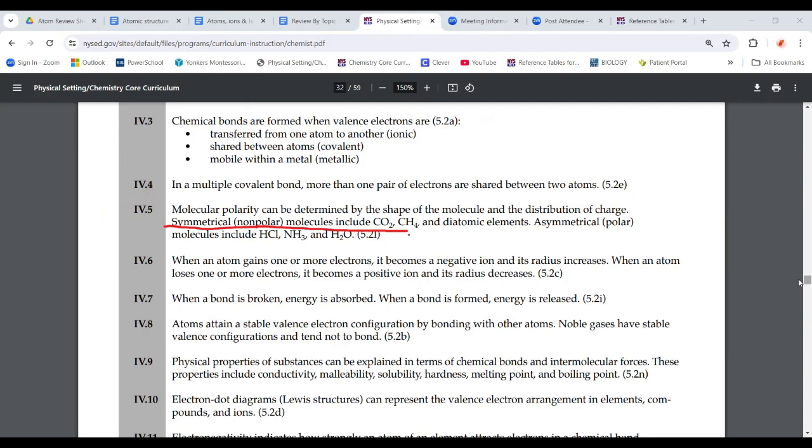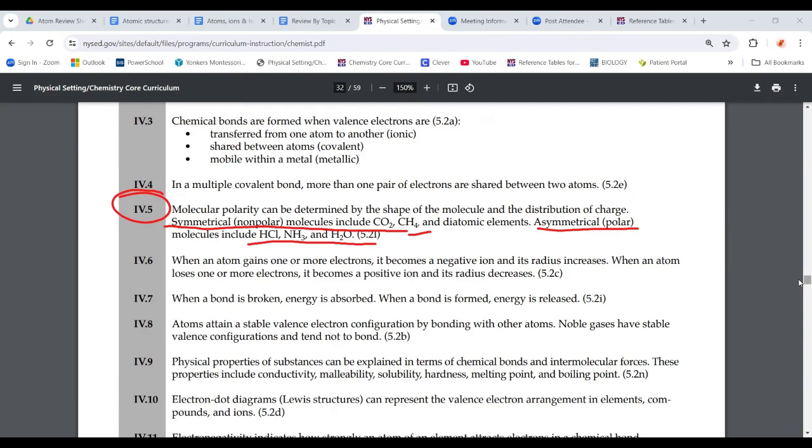Nonpolar molecules include carbon dioxide and methane, CH4, and asymmetrical polar molecules include HCl, NH3, and water. Those are the exact ones they listed on that question. So here you go. This is the list. You don't even have to look at my slideshow. It's right here on the core curriculum.